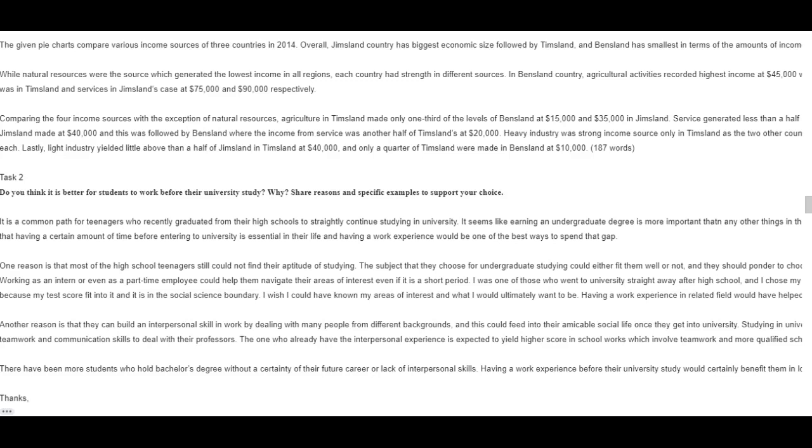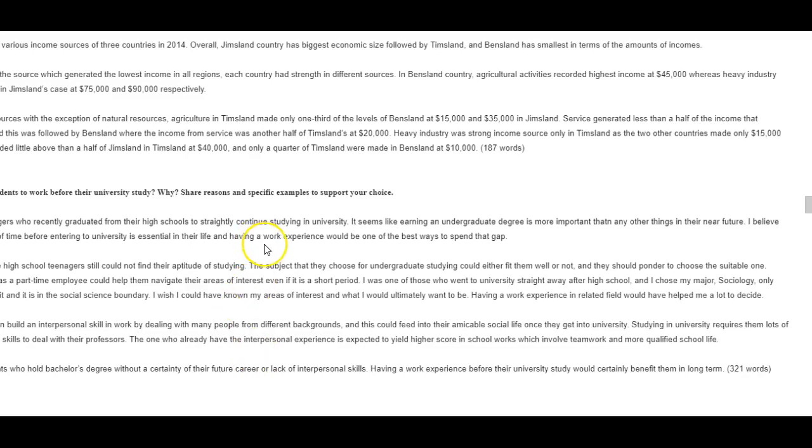Okay. It is a common path for teenagers who recently graduated from their high schools to straightly continue studying in university. We don't say straightly. To continue straight away. How about: graduate from their high schools to go straight to university for studies, okay? Or to go straight into university. That's also an appropriate way to say this. It seems like earning an undergraduate degree is more important than any other thing, careful, in their near future. I believe that having a certain amount of time before entering university is essential in their life, and having work experience, get rid of that A, would be one of the best ways to spend that gap.